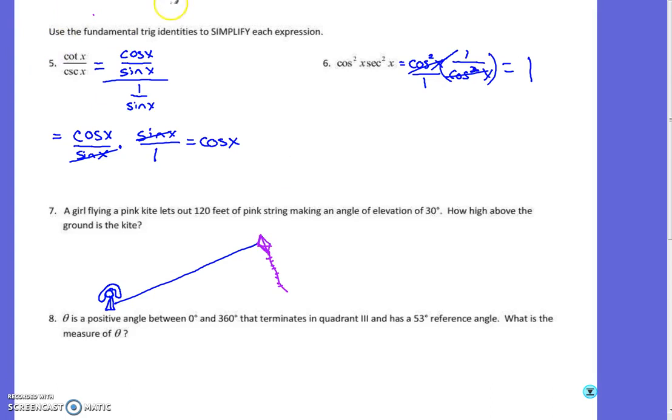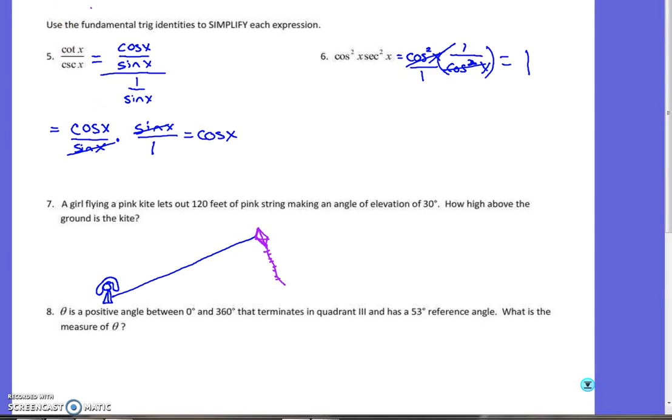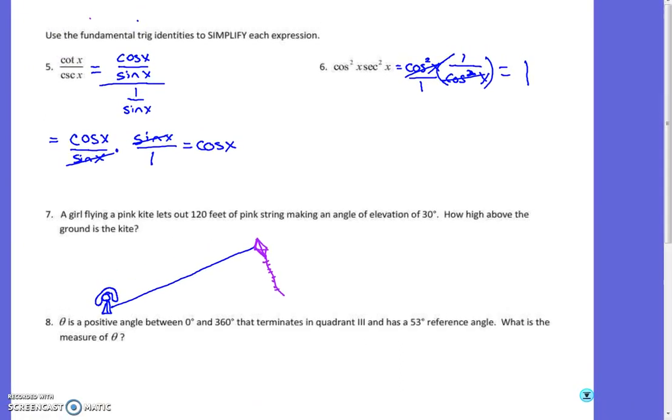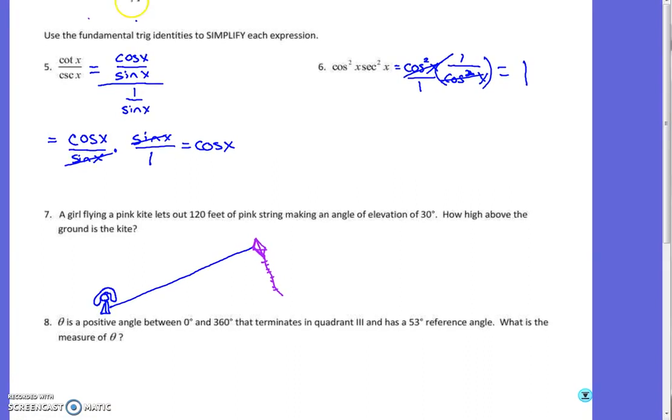Now I need to get back to my blue pen. So let me do this real fast. Can I get to it from there? Oh, I didn't go far enough down. Okay. So we got this girl flying the pink kite. Well, that makes an angle of elevation of 30 degrees.